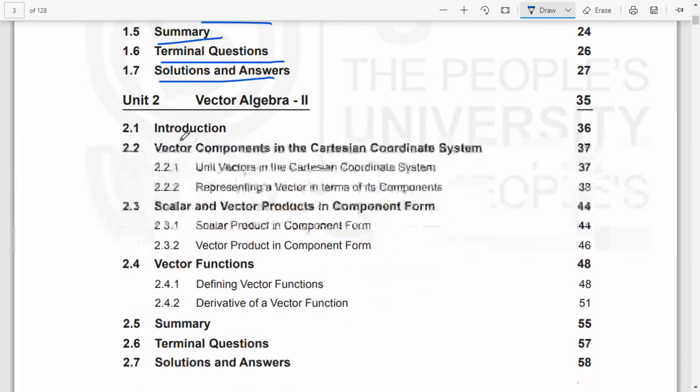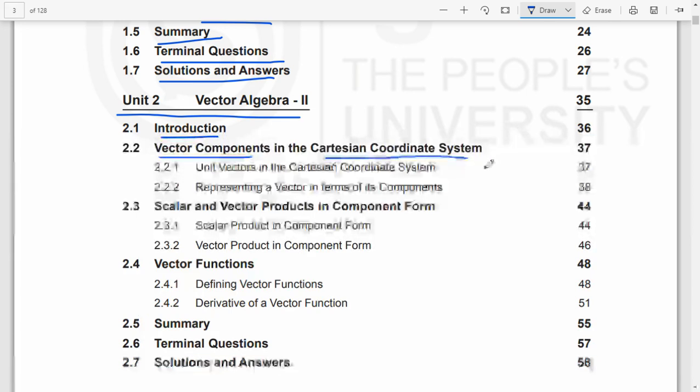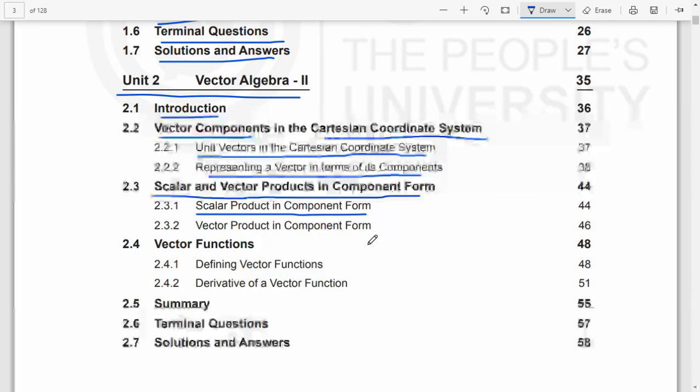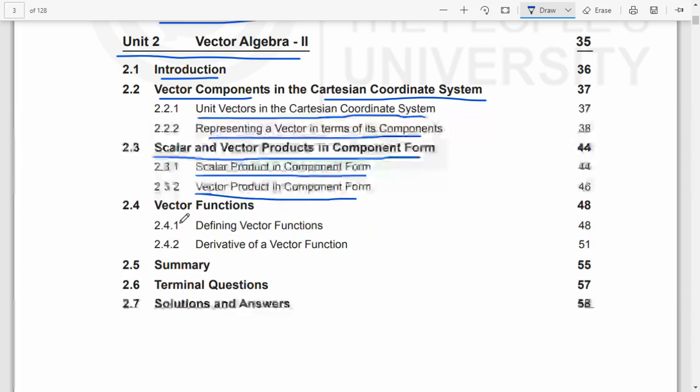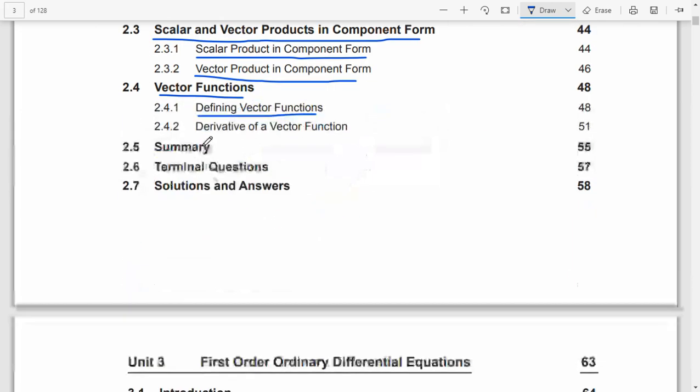answers. Unit 2, Vector Algebra 2, Introduction, Vector Components in the Cartesian Coordinate System, Unit Vectors in the Cartesian Coordinate System, representing a vector in terms of its components, scalar and vector products in component form, scalar product in component form, vector product in component form, vector functions, defining vector functions, derivative of a vector function, summary, terminal questions, solution and answer.